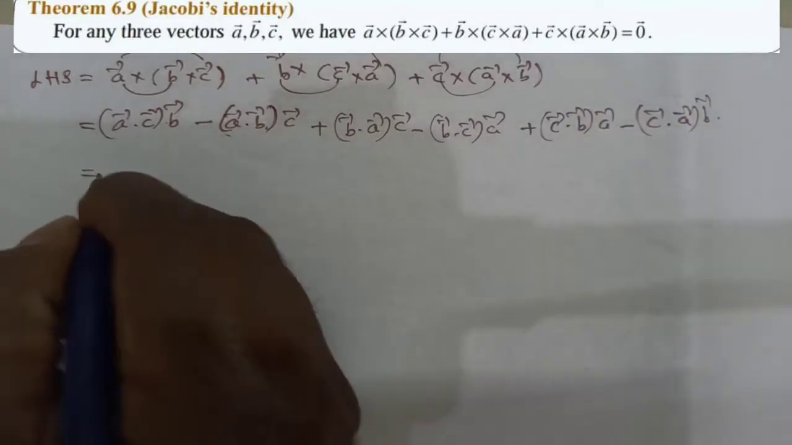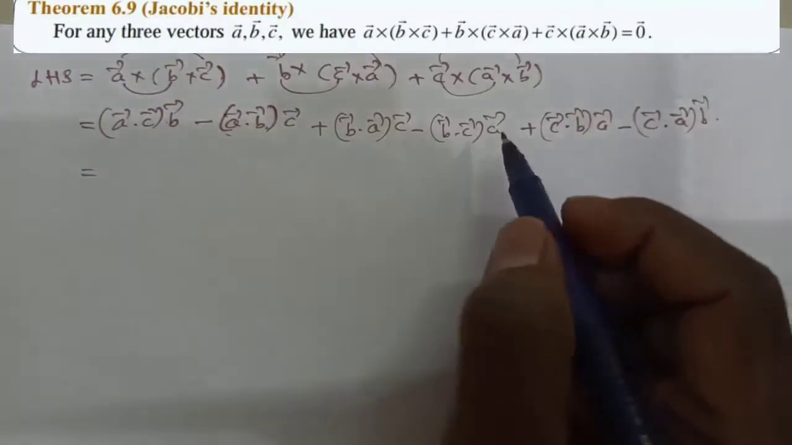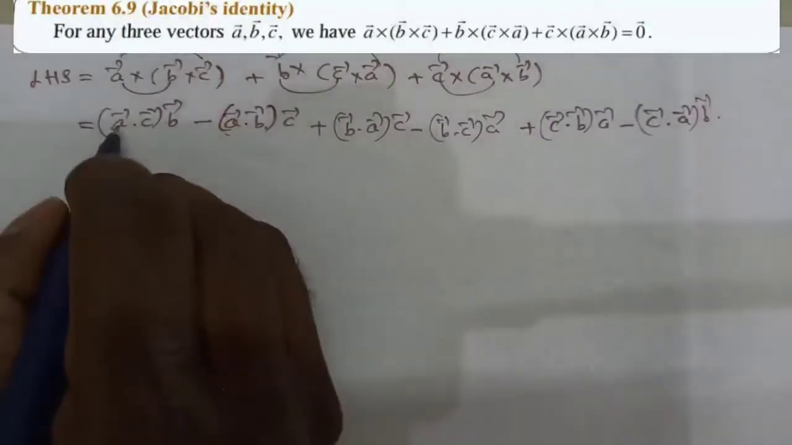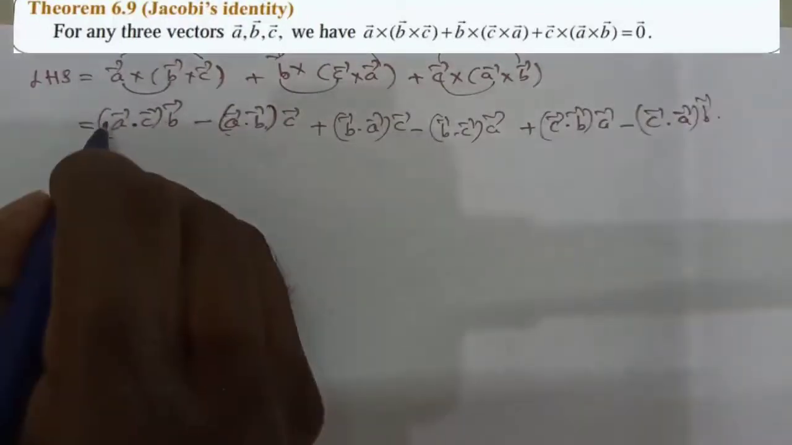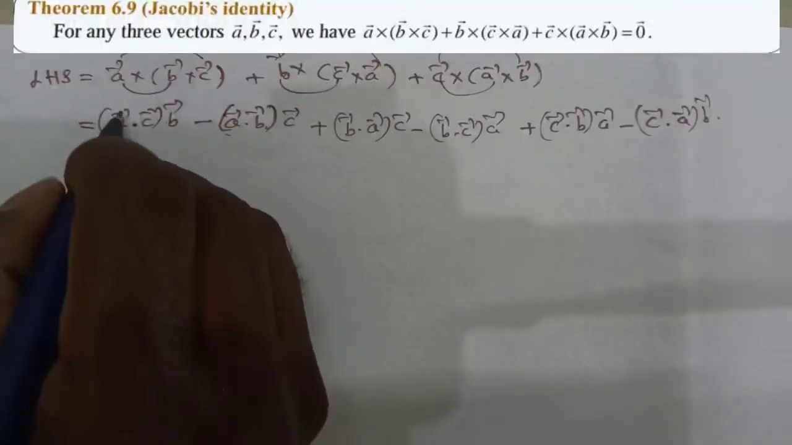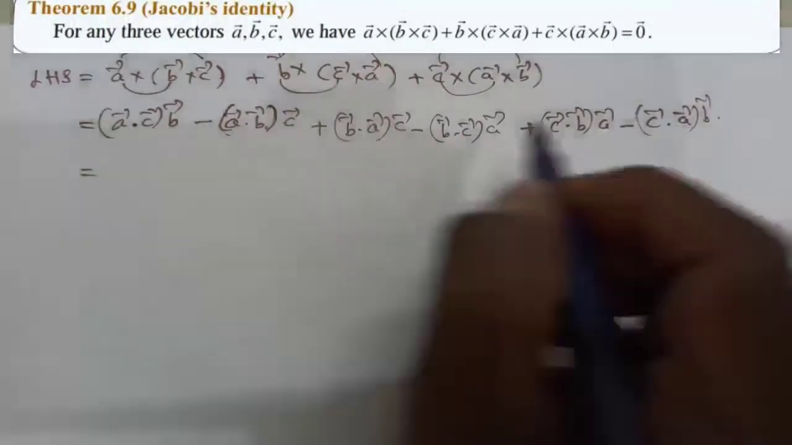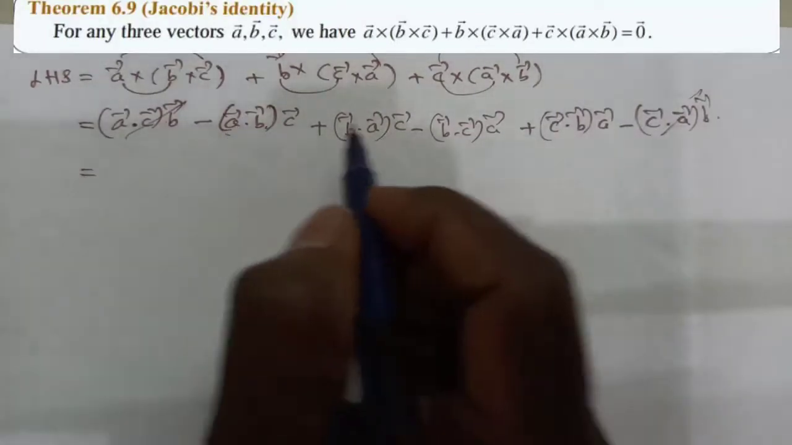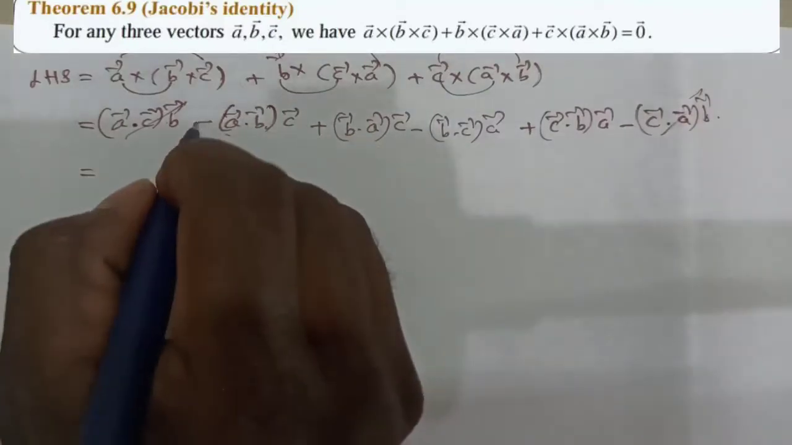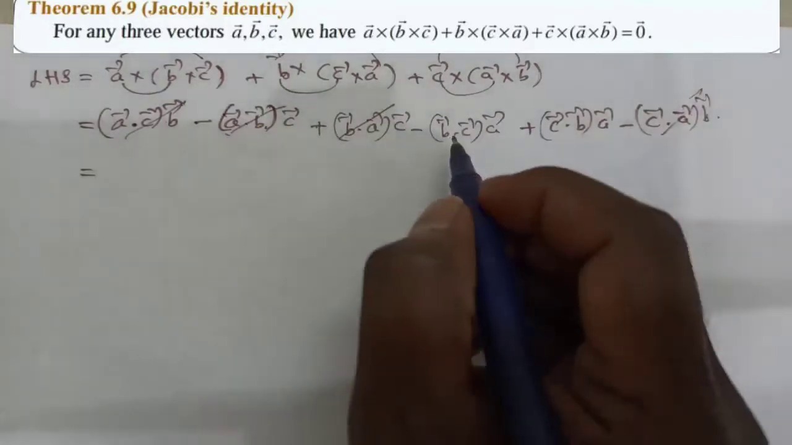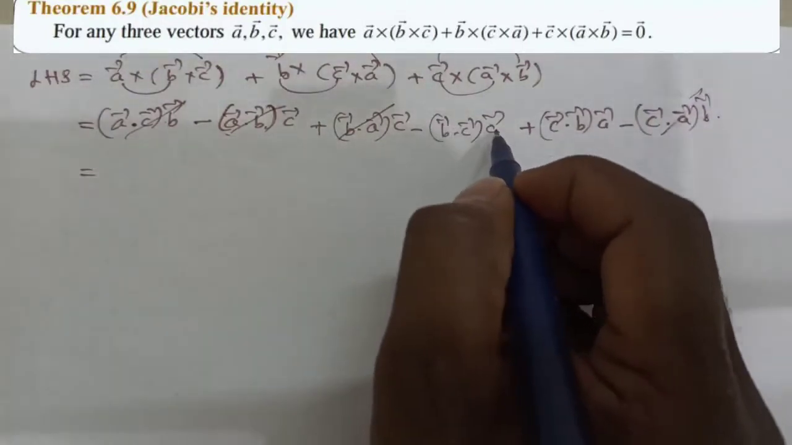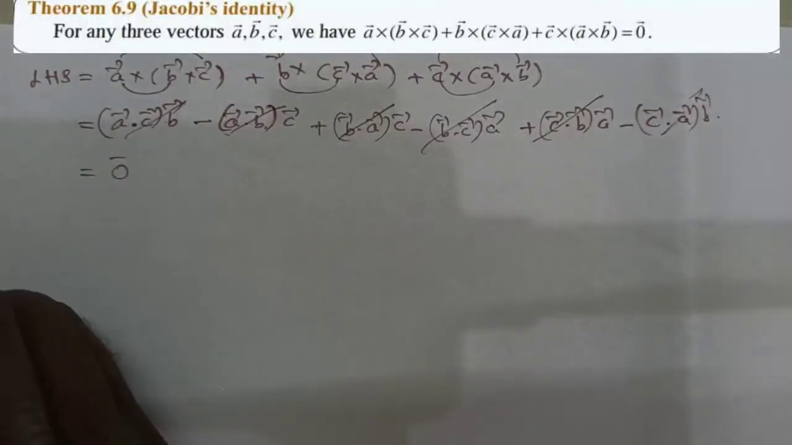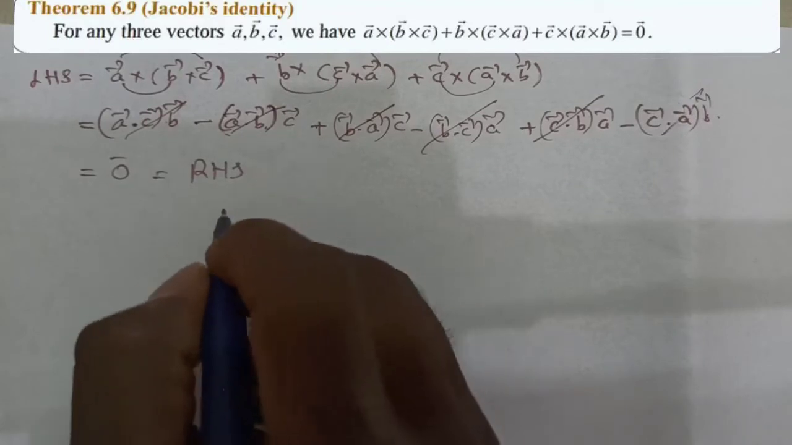Here we have A dot C into B, and here C dot A into B. A dot C and C dot A are equal because the dot product is commutative. They are scalar values into B vector, so the plus and the minus will be cancelled. Next, A dot B and B dot A are both equal, but one is minus and this is plus, so they cancel. Next, B dot C and C dot B are both equal into A vector, so minus and plus will be cancelled. So totally we have 0 vector. This is the RHS. Hence proved.